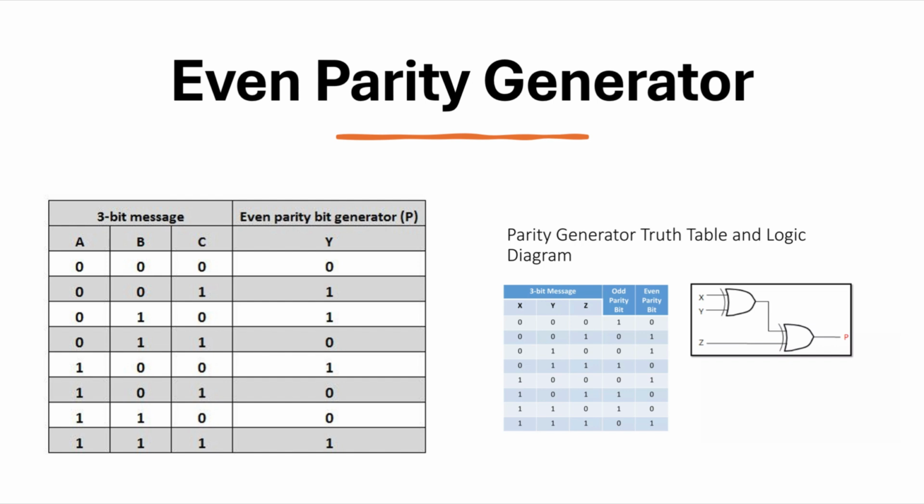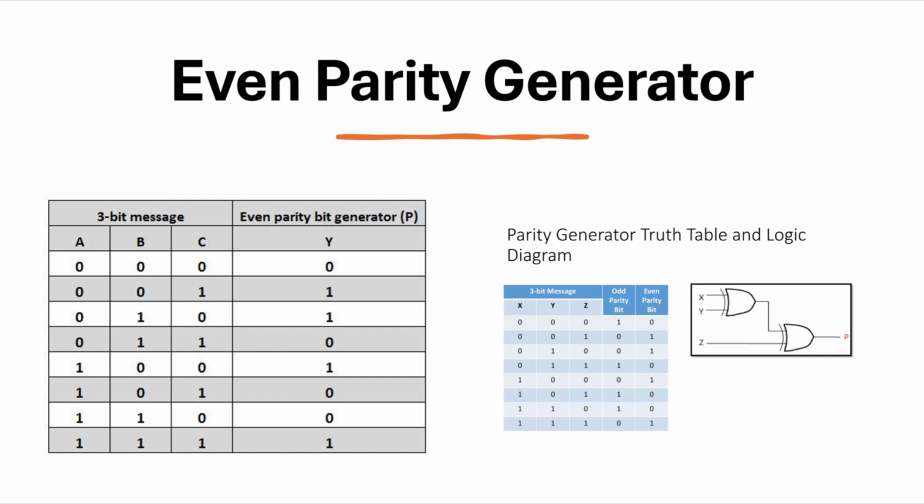Look at the output P. It says 0. Correct. Second row. A is 0, B is 0, C is 1. How many ones? 1. 1 is odd. For even parity, an odd number of ones means we need to add a 1 to make it even. 1 plus 1 equals 2, which is even. Look at the output P. It says 1. Correct.